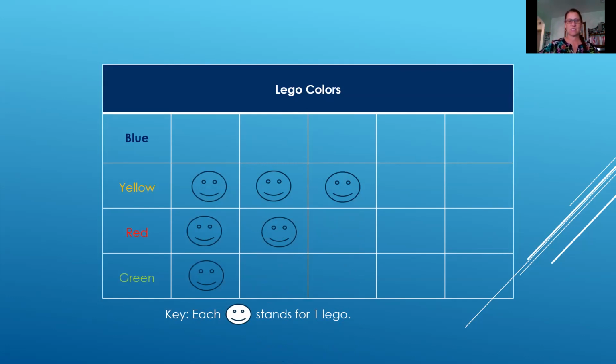And let's mix them around. Oh, yay, finally I got a blue. So now I have a blue also. So you can see how we fill in the graph as we get our choices.